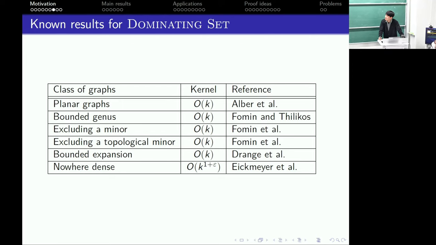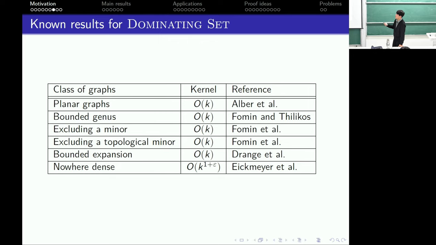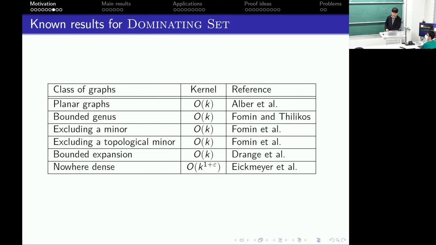There is some known literature about the dominating set problem on sparse graphs. On planar graphs, Alber et al. showed that it admits a linear kernel, meaning it is fixed parameter tractable on planar graphs. Fomin and Thilikos extended this to bounded genus. Also, Fomin et al., in another paper, showed that on graph classes excluding a minor, or even a topological minor, we can always give a linear kernel for this problem.